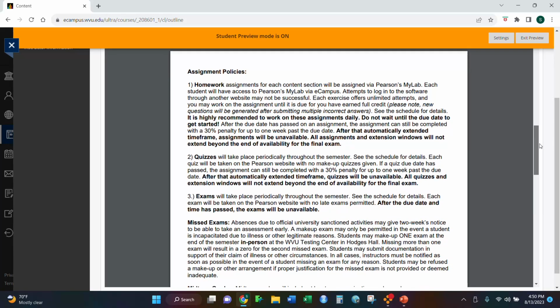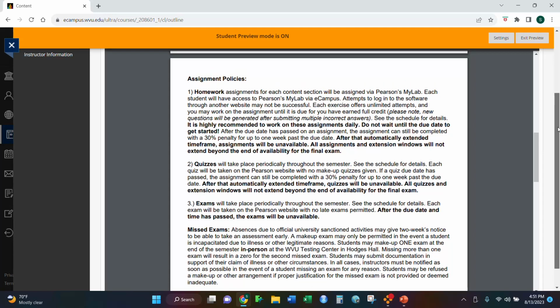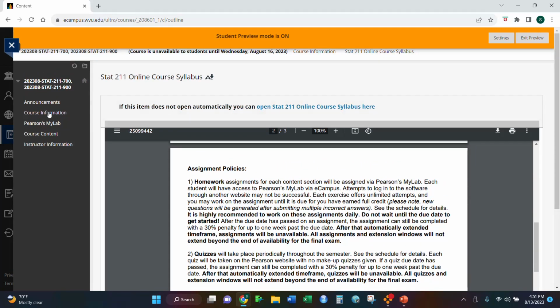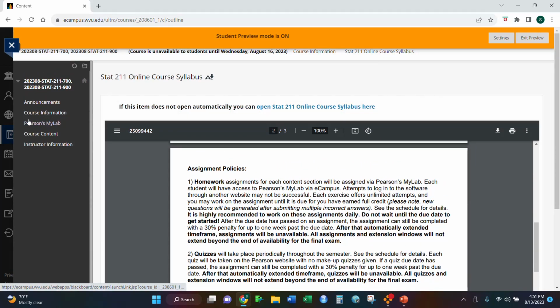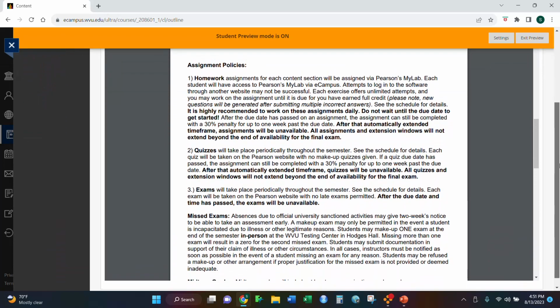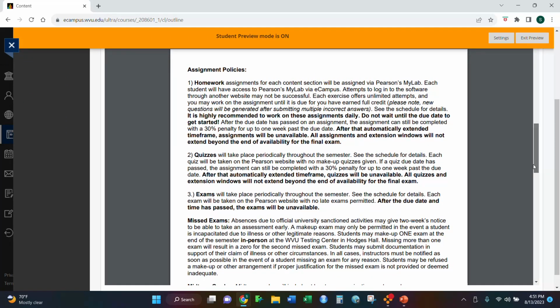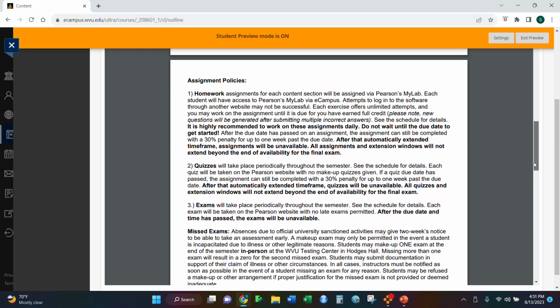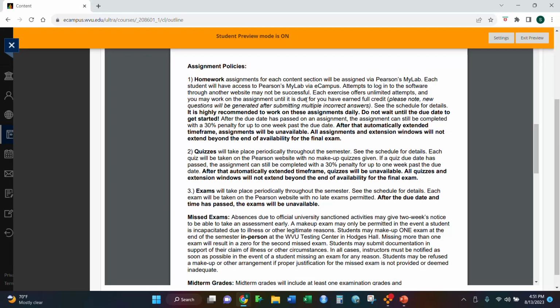Talking about the assignments, homework assignments are going to be found on Pearson's MyLab, which you will access directly via eCampus. Jumping ahead a little, this link right here, this tab that says Pearson's MyLab, is where you'll be able to access your homework, quizzes, exams, your e-textbook, things of that nature. Most of this is just saying that you have to go through the link on eCampus. You can't try to go somewhere else. It doesn't always work that way.